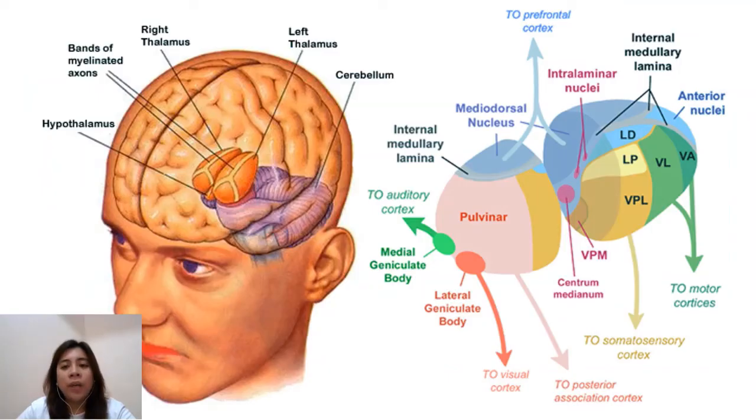Okay, so this is how it is situated inside your brain structure. Outside here, externally, is your cerebrum. Inside, you have your thalamus. You have one on each side, both of which lay on top of your midbrain.